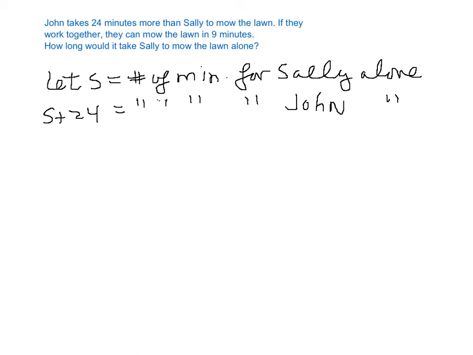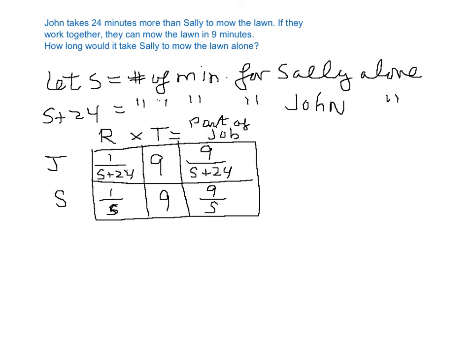All right, so now we can set up our table. And again, let's see how well you can do at this. So press the pause button and set up the way the table should look. And let's see how you do. So check it out. How'd you do? If it takes Sally S minutes working alone, she's working at the rate of 1/S of the job per minute. Same thing for John. They mow the lawn together in 9 minutes. So in 9 minutes, this is the part of the job that John does, the part of the job that Sally does. And we've seen a couple times now that the total is one job.